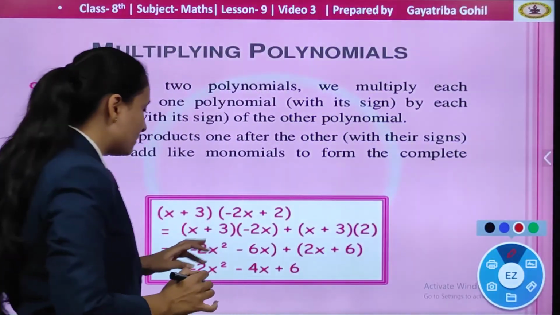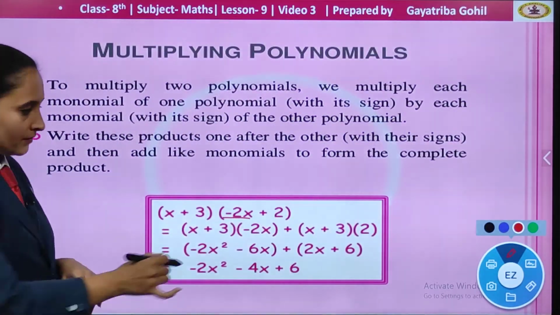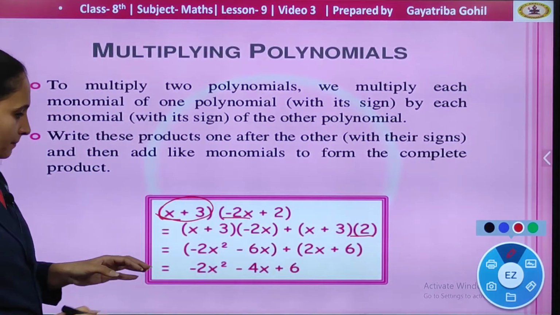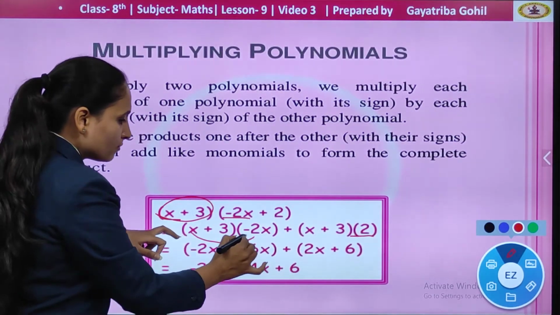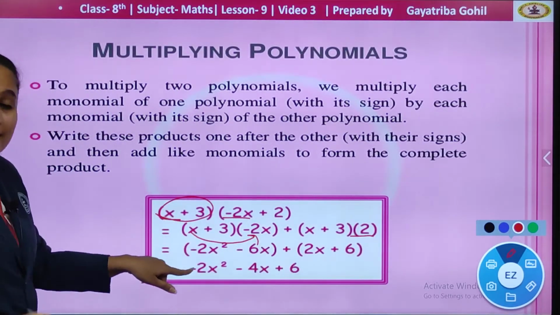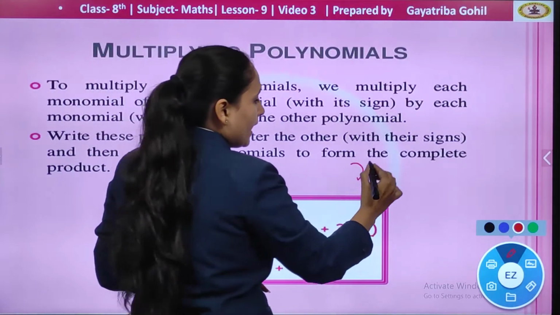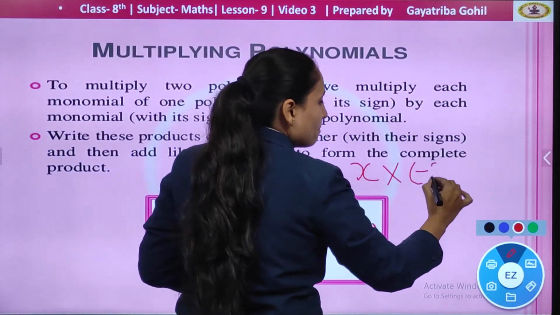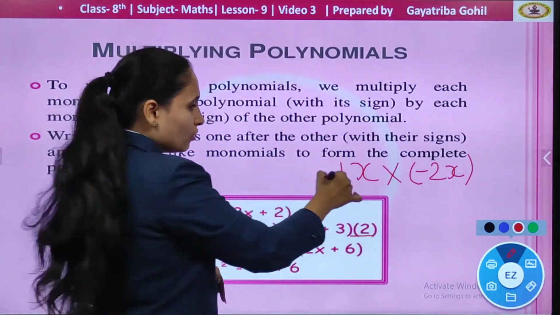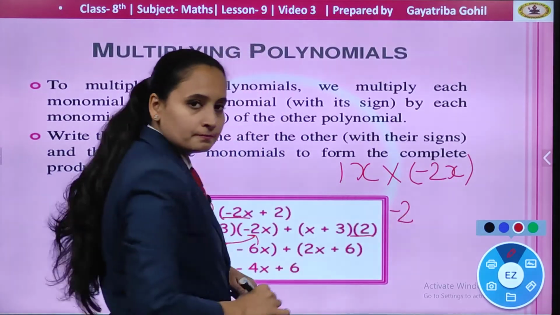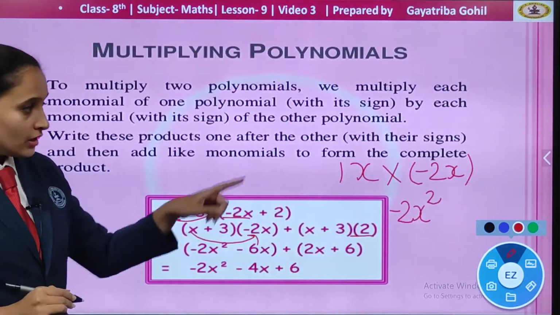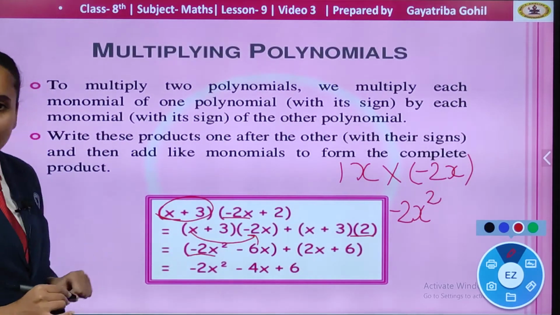So over here, I am multiplying the first bracket with the first term, and then x plus 3 with plus 2. Now open the bracket. So here again, x you have to multiply with minus 2x. So x into minus 2x will become minus 2x square. See, x into minus 2x. The coefficient over here is 1. So 1 into minus 2 will become minus 2, and x into x will become x square. So this will become minus 2x square.